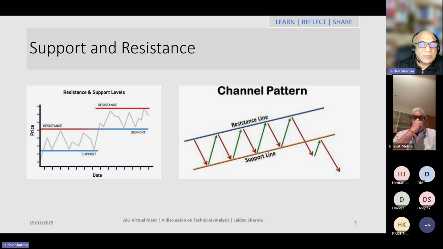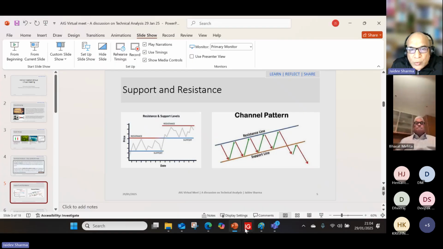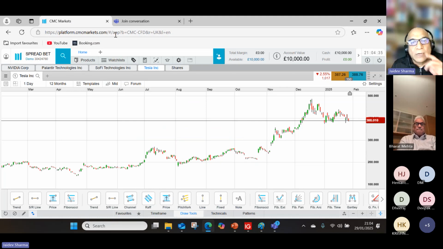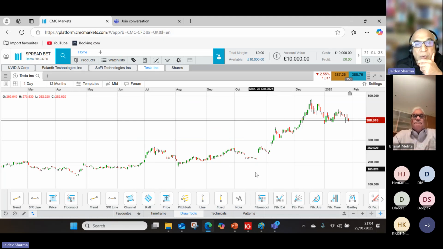We will examine some charts today live, and I've got a dummy account on CMC. They're pretty decent in terms of charting tools, so I will use that. What I will do now is break to charts and see if we can find some good support and resistance areas, and also see patterns.